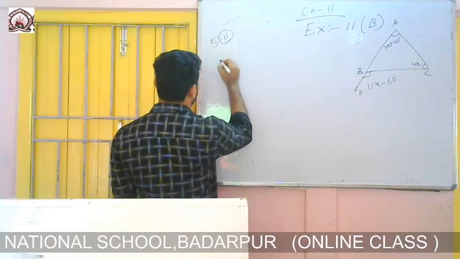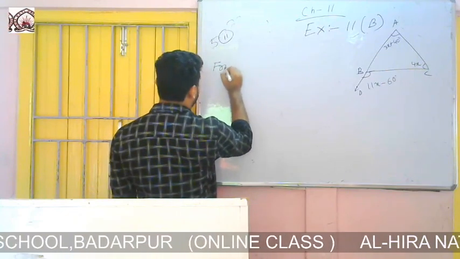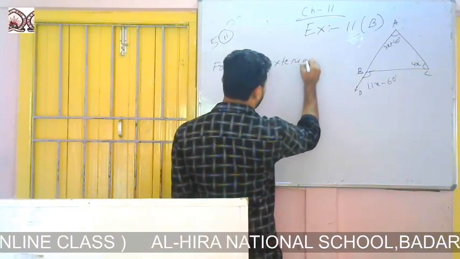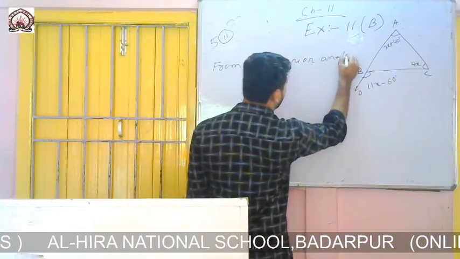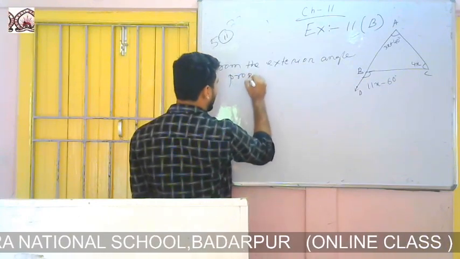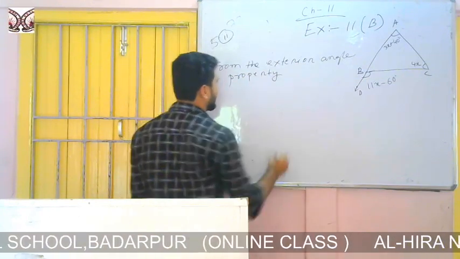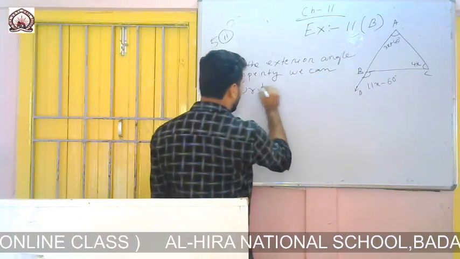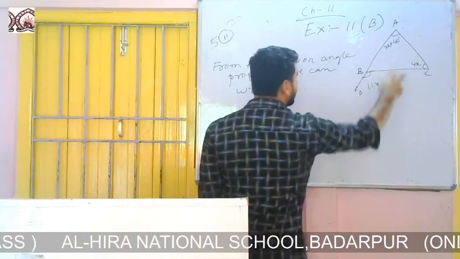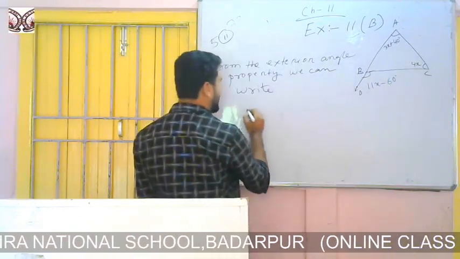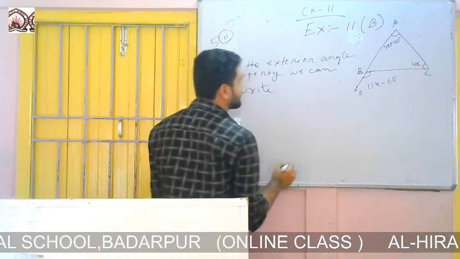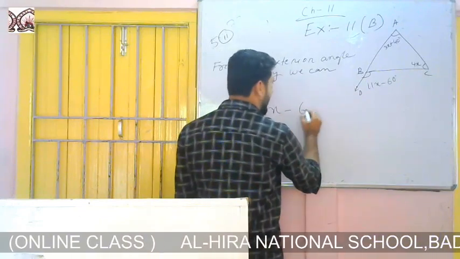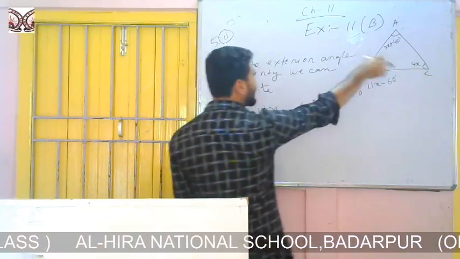So write here, from the exterior angle property we can write: these are the two interior angles, then it will be equal to this exterior angle. So I can write what? This exterior angle equals what? Exterior angle equals the sum of the two interior opposite angles.